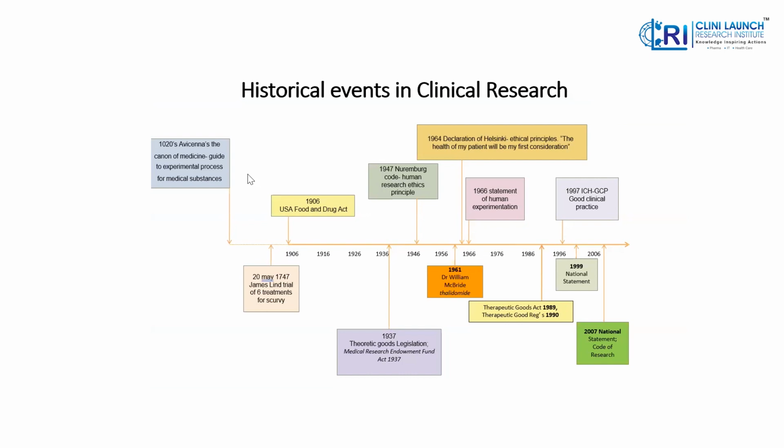Then after the Food and Drug Act, there was the therapeutic goods legislation by the Australian government. They introduced their own legislation where they defined the drugs and the therapeutic devices. The role of this particular legislation was to protect the human health and the safety of the population, and it was aimed to ensure the safety, quality, and efficacy of the therapeutic goods.